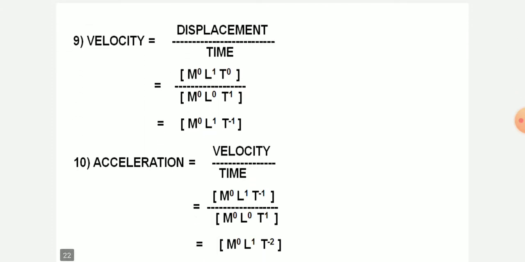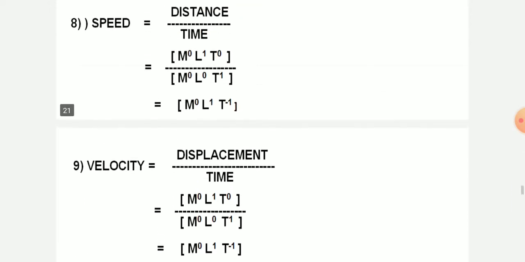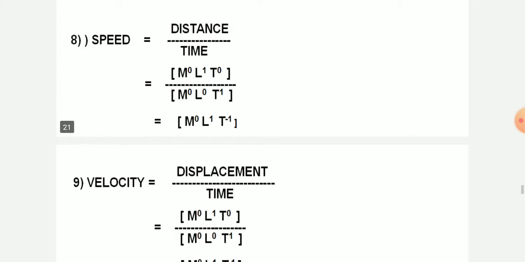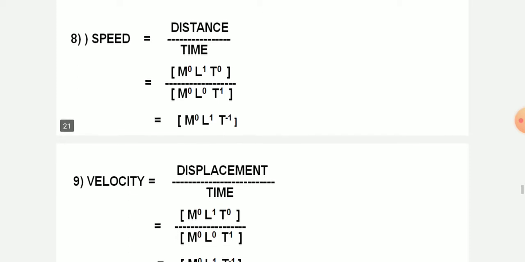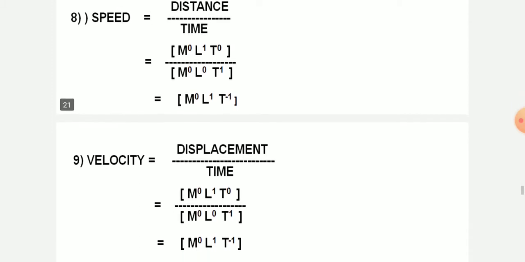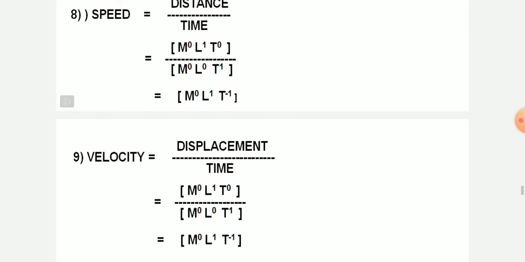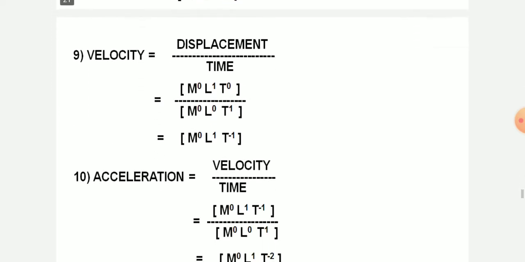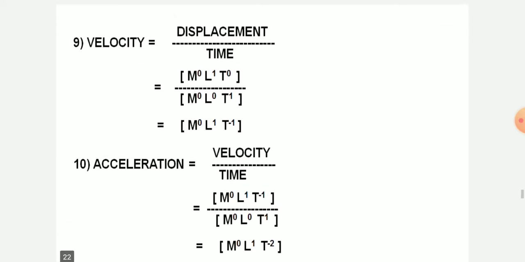Then the velocity. The formula for the velocity is displacement upon time. It is the same as the speed. You can see the formula for the speed is distance upon time, whereas the formula for the velocity is the displacement upon time. So displacement is also nothing but a length, therefore their dimensions will be the same. Okay, so you can do it by yourself also.